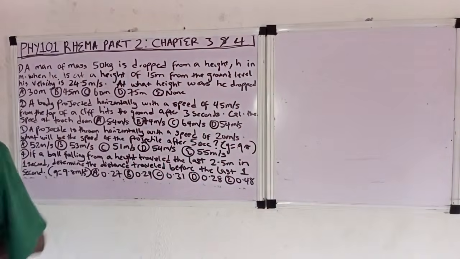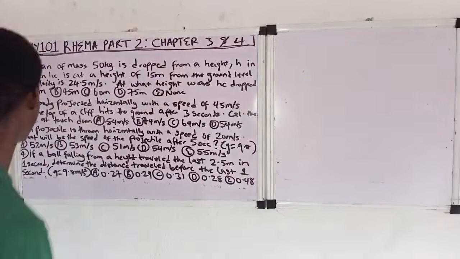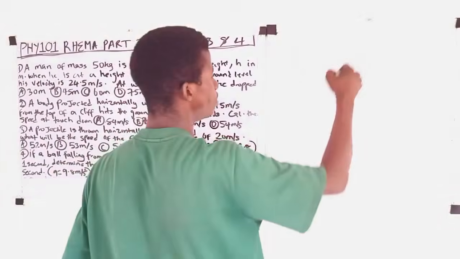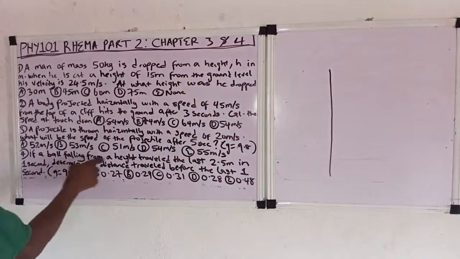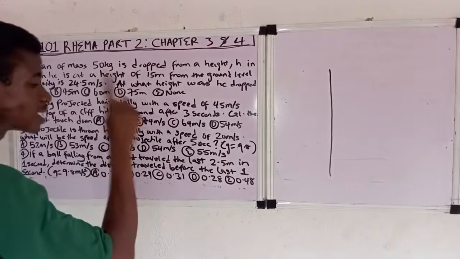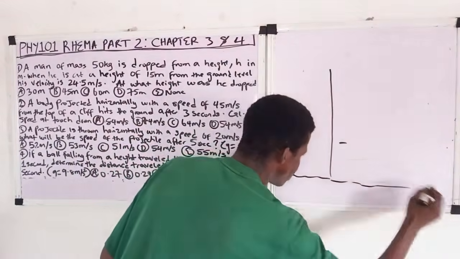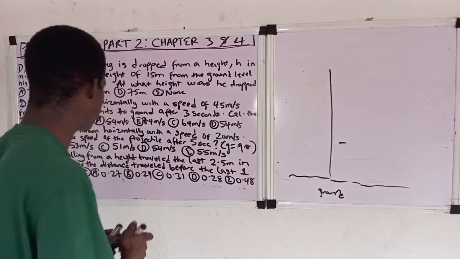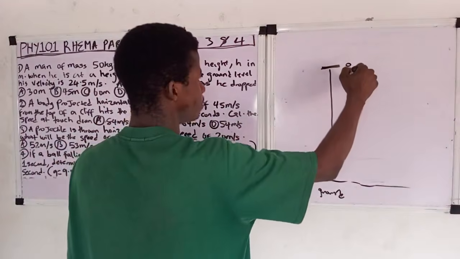All right, so now let's move to this question 4. This one comes from vertical motion. They said a ball is falling from a height and traveled the last 2 meters. Let's say this is the ball, and this is the ground level. We don't know the height. The ball is falling from the height.